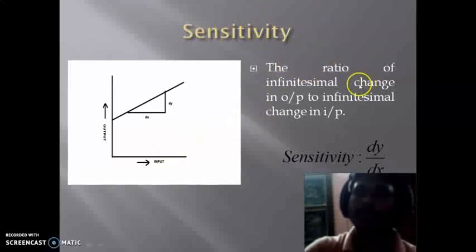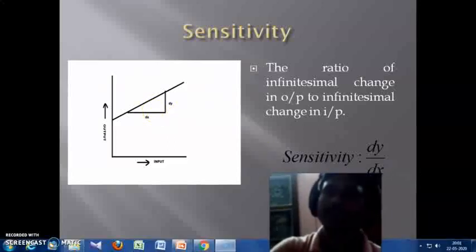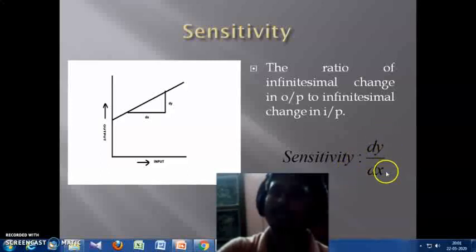If we apply some input, then obviously we will get some output. This is the curve. Basically the sensitivity, if we try to define it, is the ratio of infinitesimal change in output to infinitesimal change in input. So if we plot this curve and take the slope of it, then the sensitivity can be written as dy by dx. Here dy is the change in output and dx is the change in input.